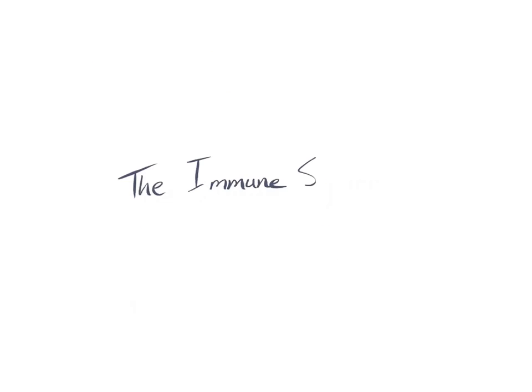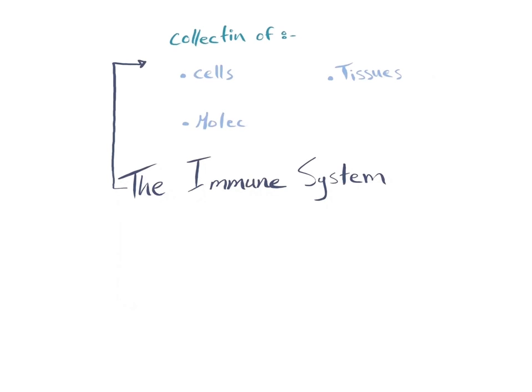In this video, we'll talk about the adaptive and the innate immunity. The immune system is a collection of cells, tissues, and molecules that mediate resistance to infection. There are two types of immunity in the human body, which are the innate and the adaptive immunity.